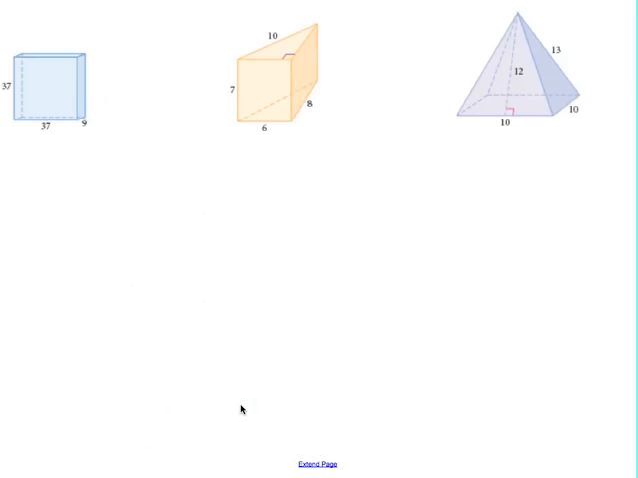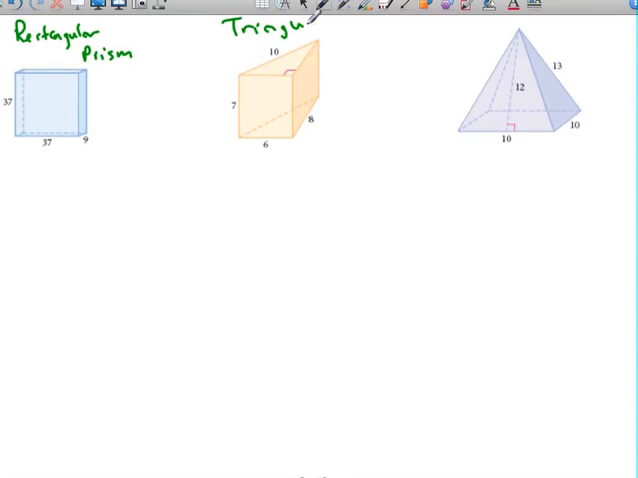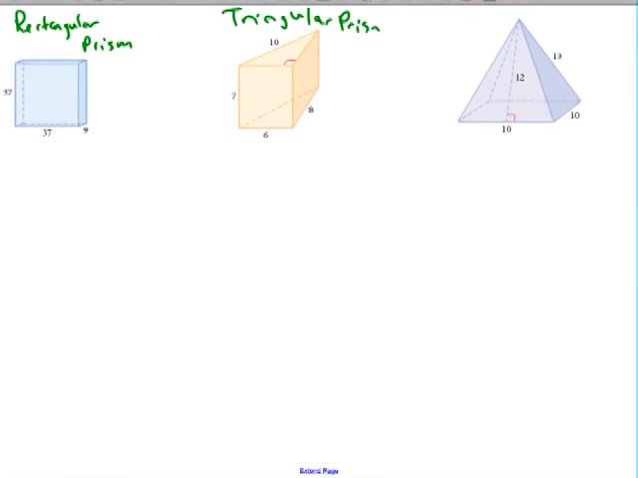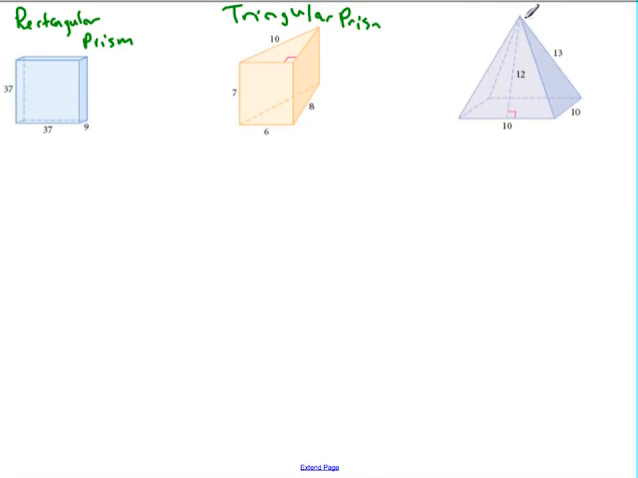Let's look at some more shapes. This turns out to be a rectangular prism. This turns out to be a triangular prism. And this, because there's only one base and there's one point up here, this becomes a pyramid. Maybe it's called a square pyramid. I've heard them called that. I've also heard them just talked about as a rectangular pyramid. Either one of those names will serve for us.